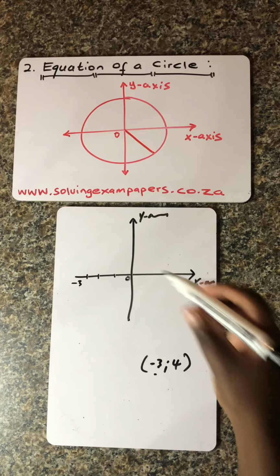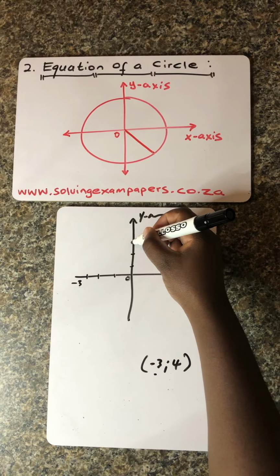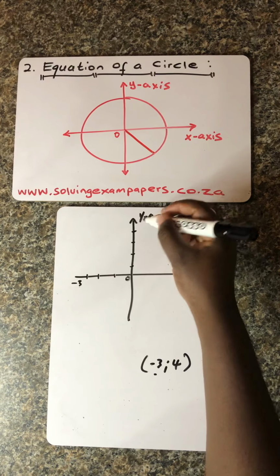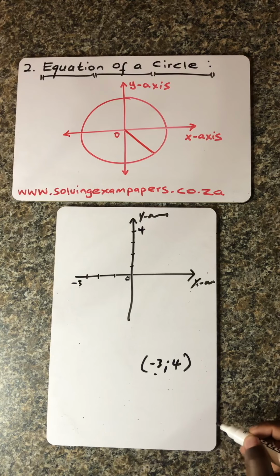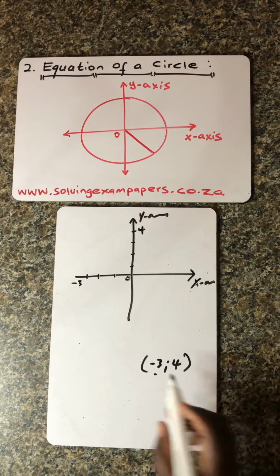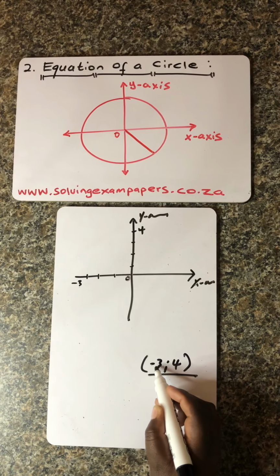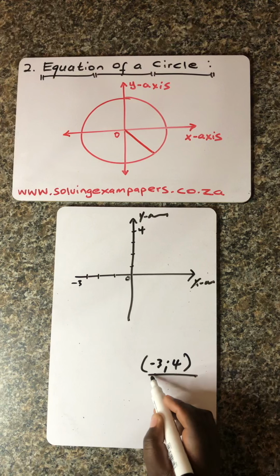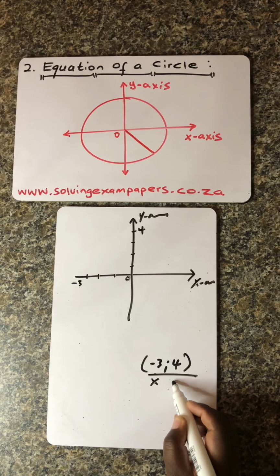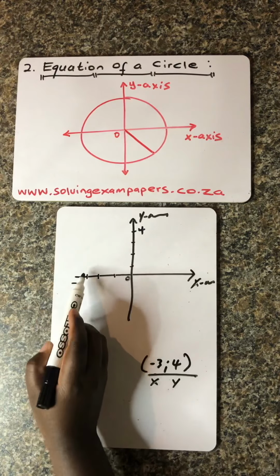And again, 4. This is 1, 2, 3, 4. Okay, so ladies and gentlemen, that is 4. So they're saying the circle passes through that point. So that means we need to have a point where x is -3 and y is 4. Where is that point, ladies and gentlemen?